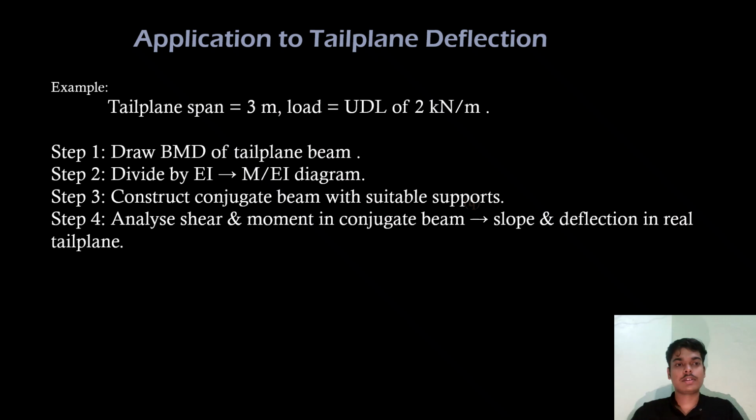The example states that the tailplane span is 3 meters and the load is a UDL of 2 kilonewton per meter. Then we solve it stepwise to understand. The first step is to draw the BMD of the tailplane beam. Second step is to divide by EI. Third step is to construct the conjugate beam with suitable supports. And fourth step is to analyze shear and moment in the conjugate beam to get slope and deflection in the real tailplane.